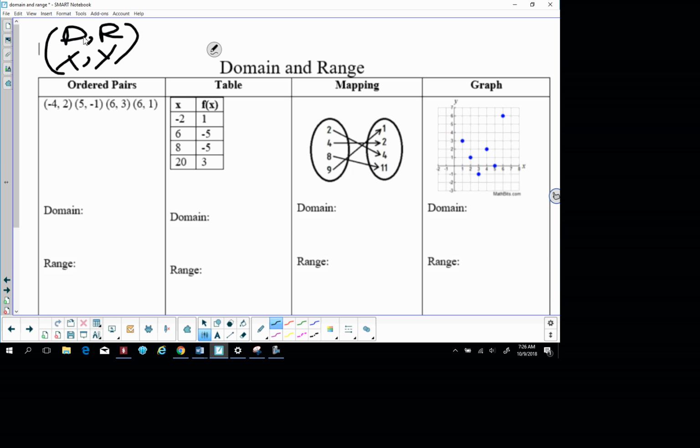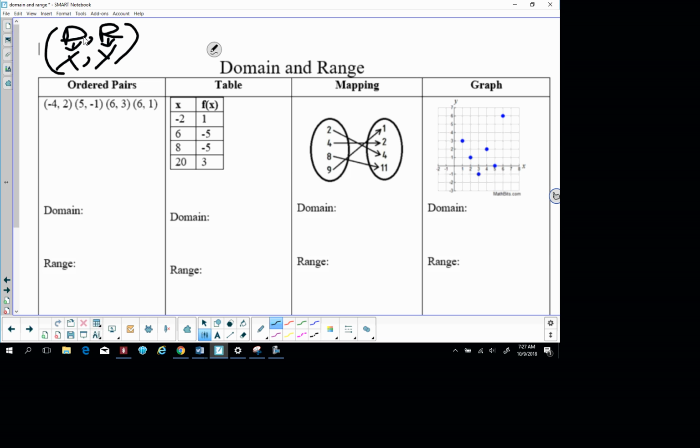Because we know that our domain is our X coordinate, our range is our Y coordinate. So I would just remember doctor XY. I know that D, since it comes first in the alphabet, is my X coordinate. My range is my Y coordinate.